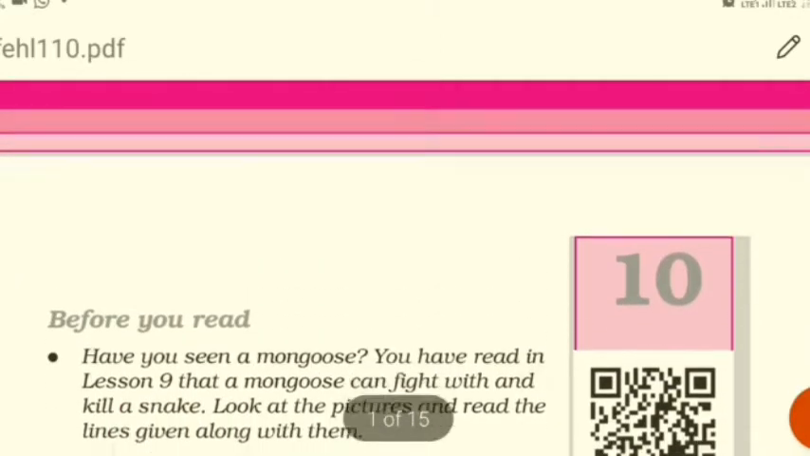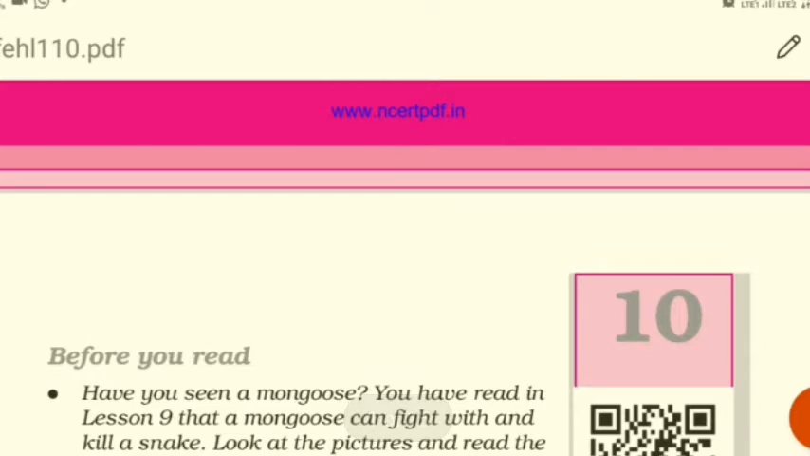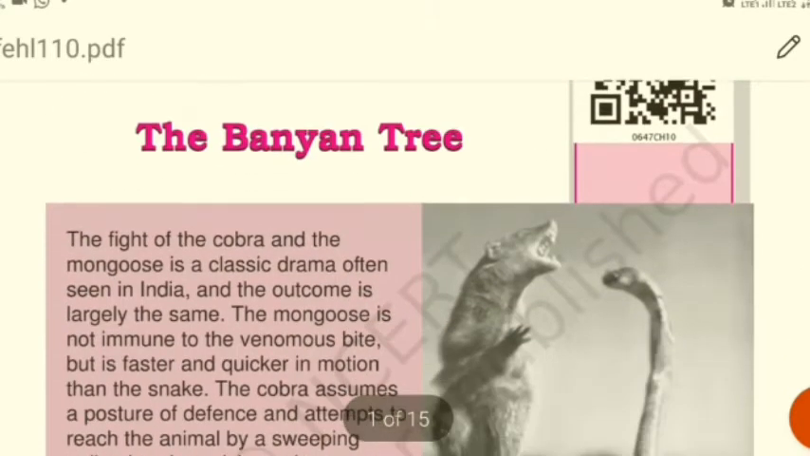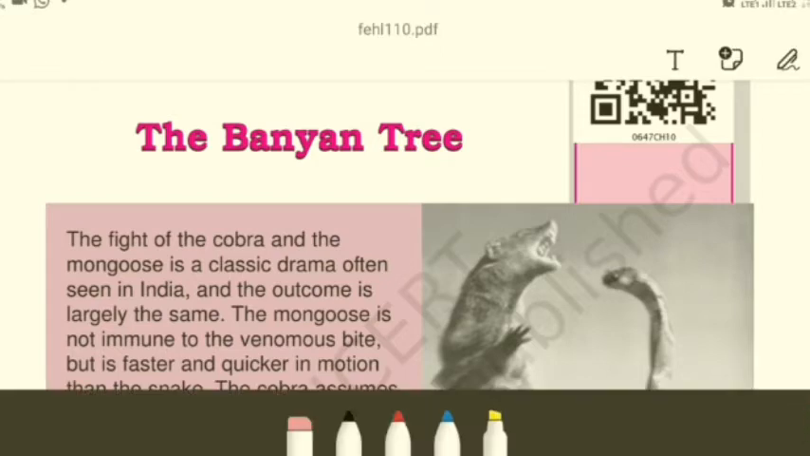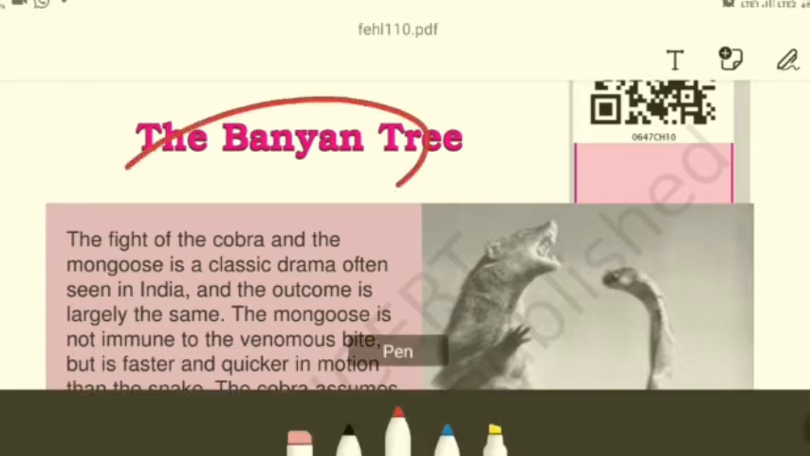So, without any further ado and wastage of time, let's begin today's lesson, named The Banyan Tree. Do you all know what a banyan tree is? I'm sure most of you know, right? To add to your knowledge, a banyan tree is a tree with branches that put out roots, which grow downwards till they reach the ground.